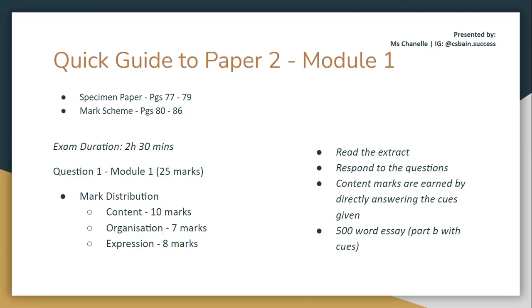So 500 words. I know a lot of people get scared about the word limit. 500 words. Don't be too upset with Ms Chanelle here right now, but 500 words are what I call baby words. Very much doable, right? Especially because they're giving you cues. Your key for this is to be very concise and precise with your language.